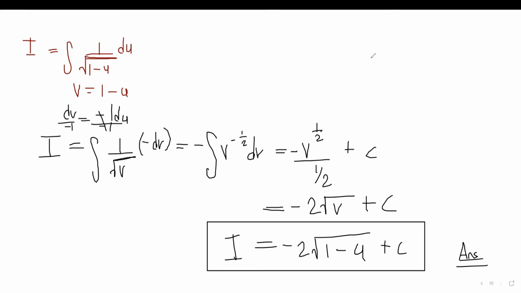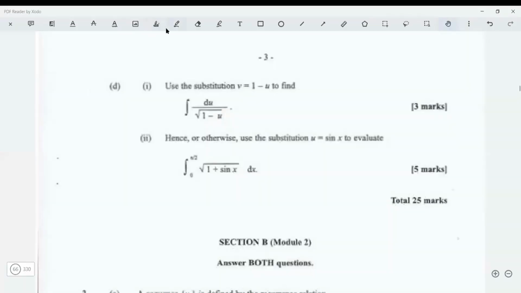Now, this is the killer one we're going to look at. Time for the killer, killer one. All right, just 3 marks for that because it's that easy. But this one now is a hence or otherwise. I'm going to go otherwise. You see the hence, little bit of university knowledge, all right? So I'm going to go otherwise.